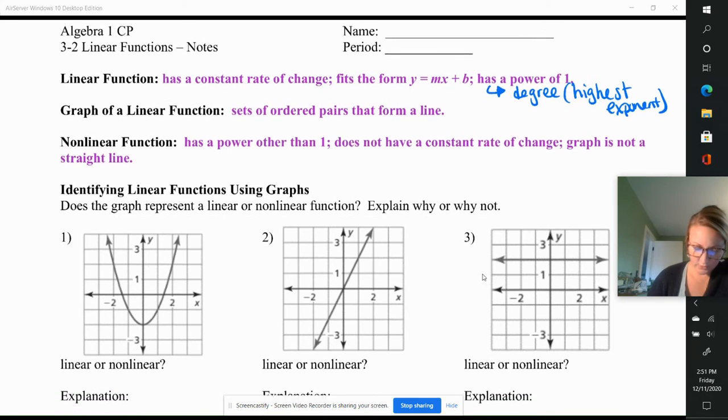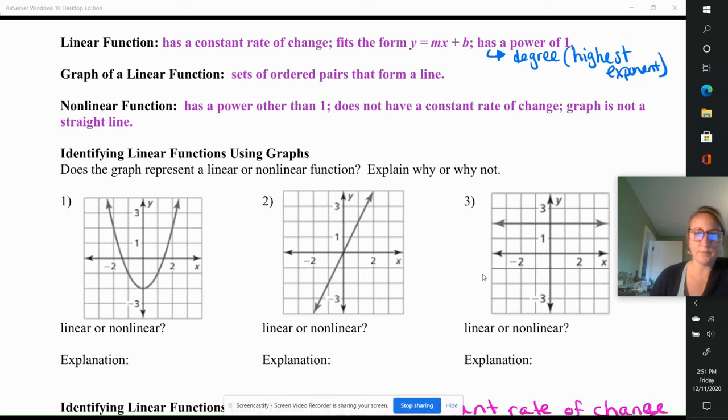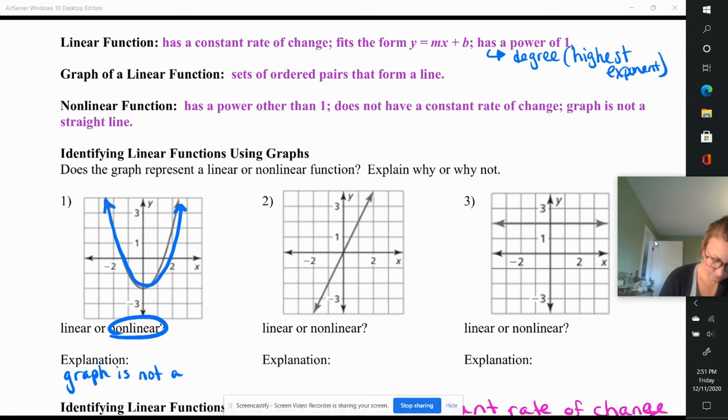So let's start by looking at these 3 graphs. We're going to determine if they're linear or nonlinear, and then why they're either linear or nonlinear. So number 1, this graph here, it's called a parabola. It is not a straight line, so this graph would not be linear. And the word linear actually has the word line in it. So that's one way to remember that for it to be linear, it needs to form a straight line.